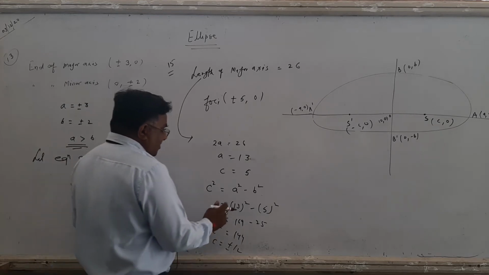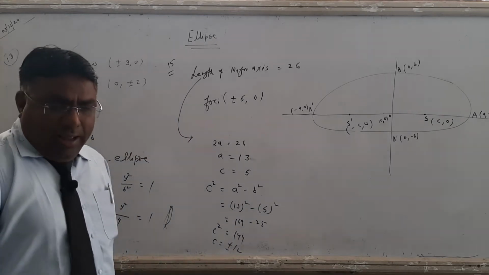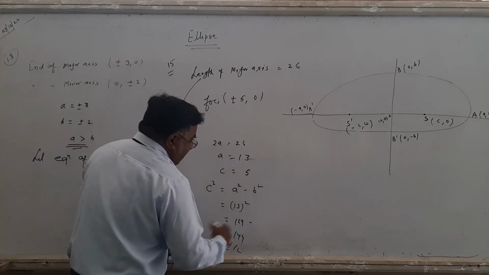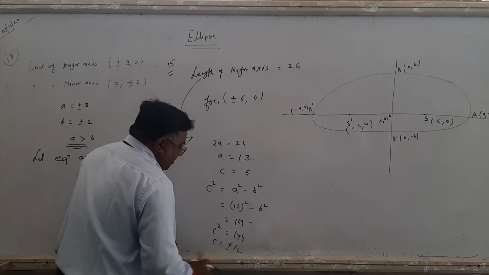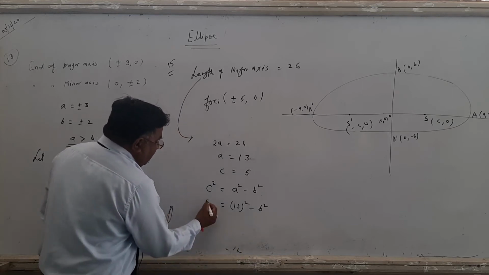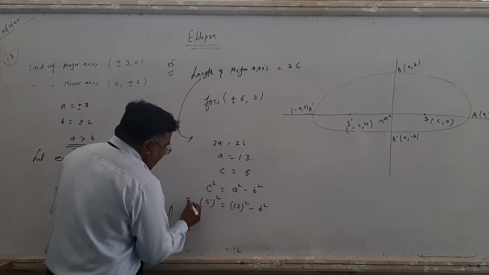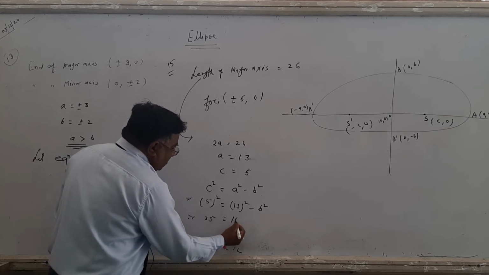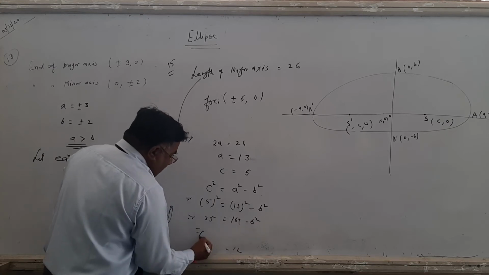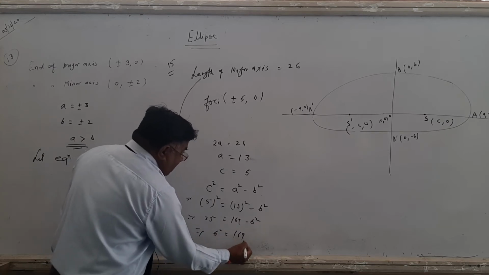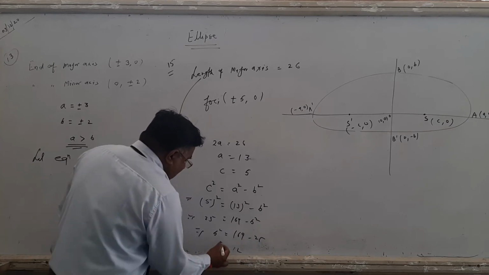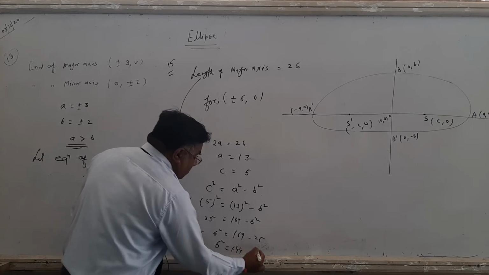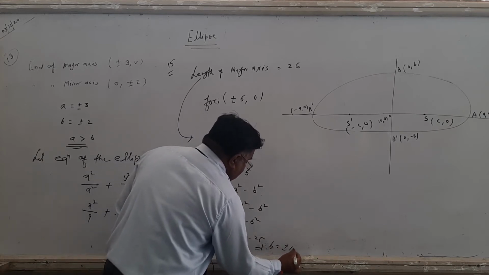Sorry, now c is given. Now substitute. The value of c is given, right? We had to find b. This was a mistake. Then b square as it is, and now c is 5. Square of 5 is 25. Then 25 equals 169 minus b square. Then b square equals 169 minus 25. So then b square equals 144. Then b equals plus minus 12.